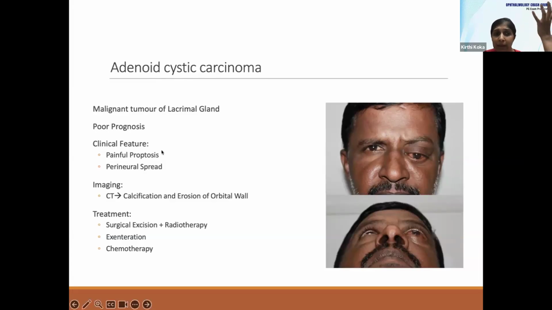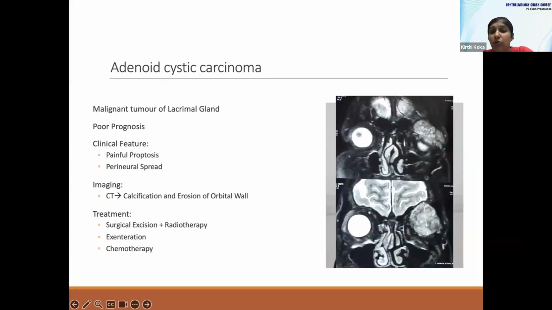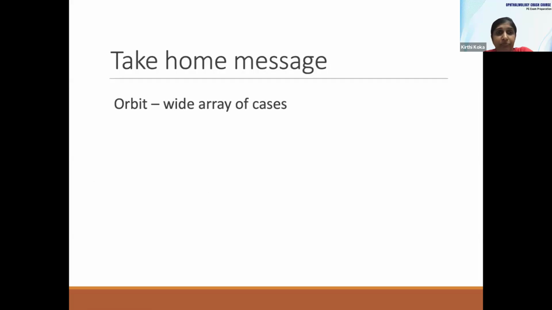Patients will complain of severe pain because of perineural spread of the tumor. Okay, and on CT scan, you can see calcifications also. So here again, the treatment is going to be complete surgical excision followed by radiotherapy and chemotherapy.